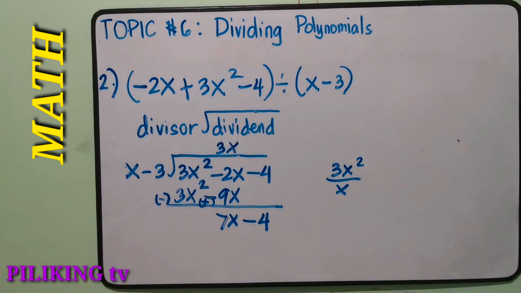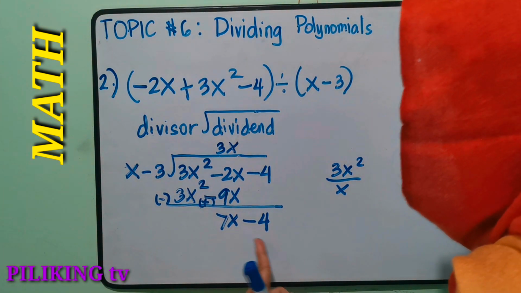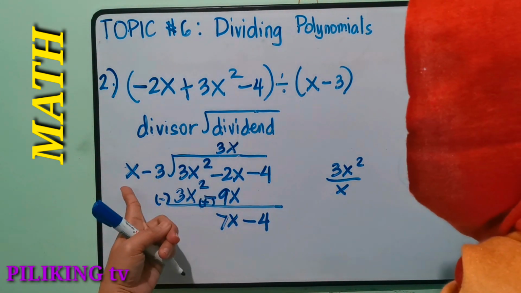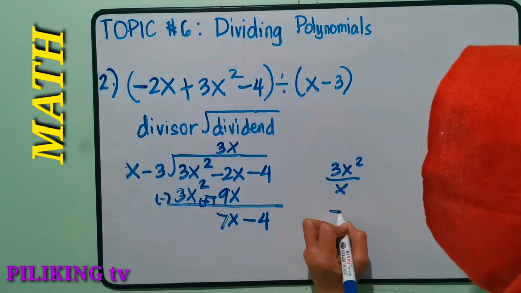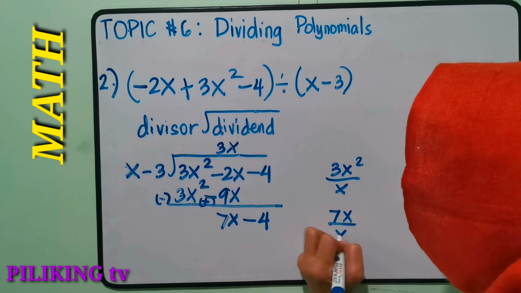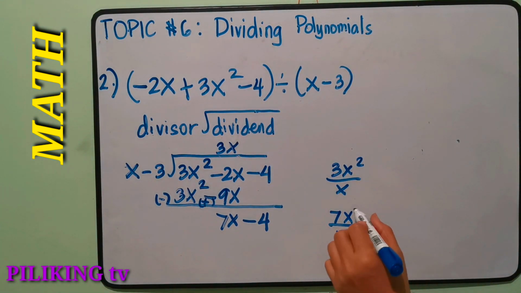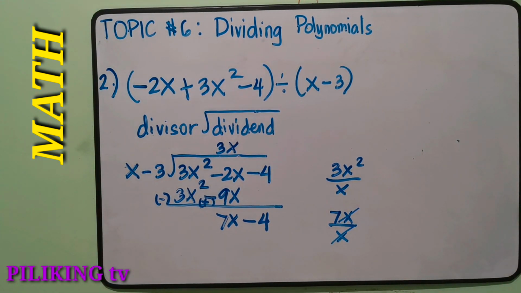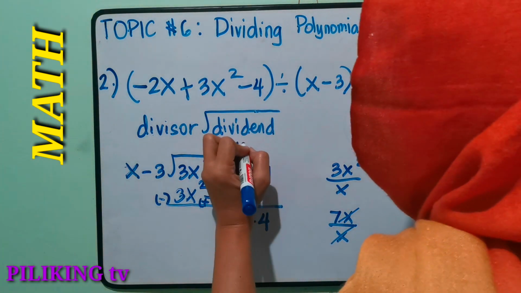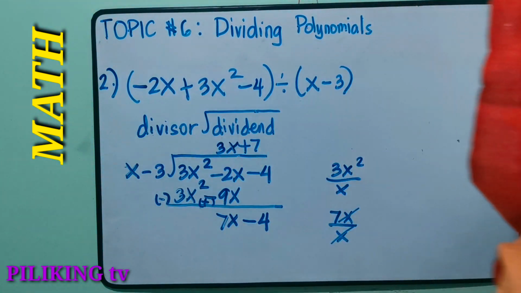So for our step 5, you just repeat steps 1 to 4. So this will be your new dividend now. So 7x, you divide by x. So 7x divided by x, what will be the remaining? You can cancel it. This will be equal to 1. So we have positive 7.